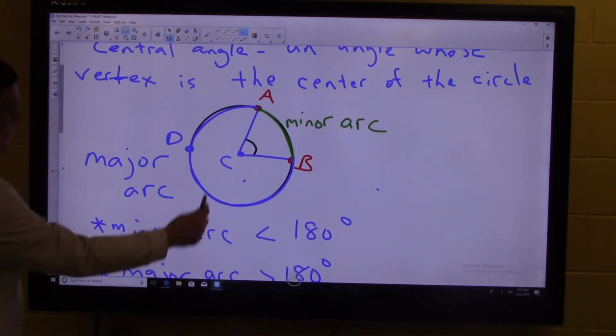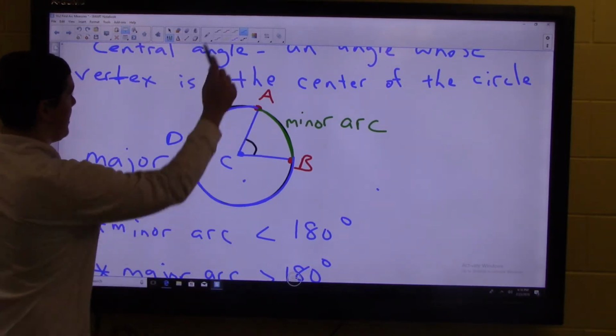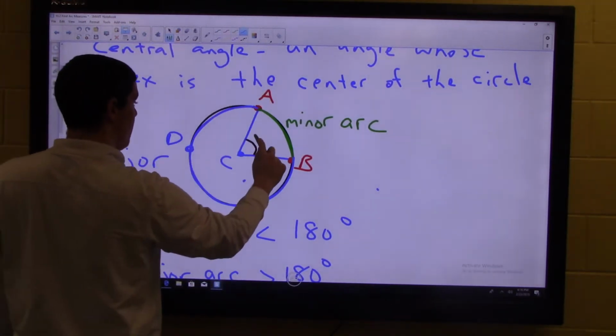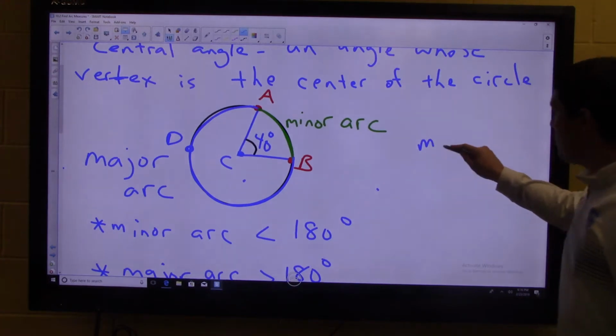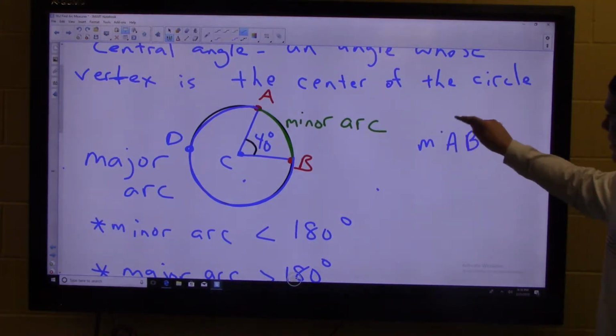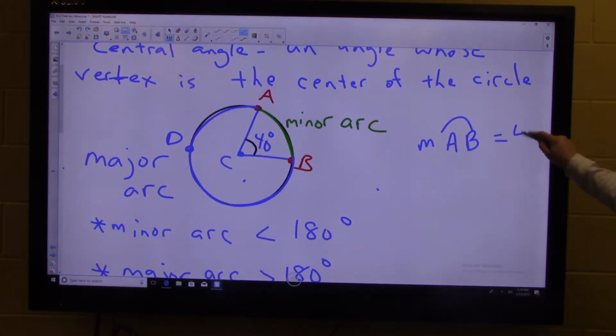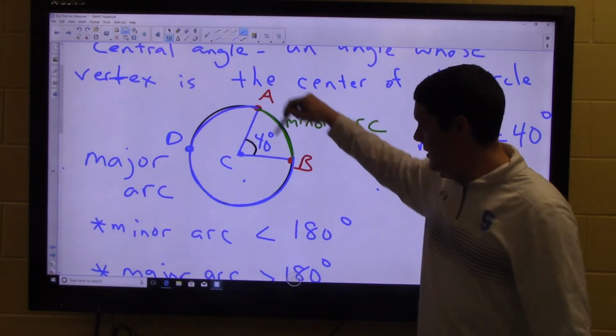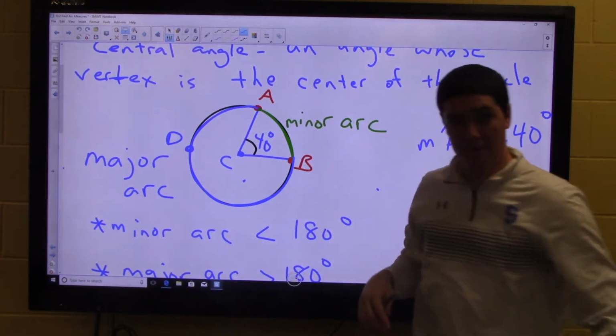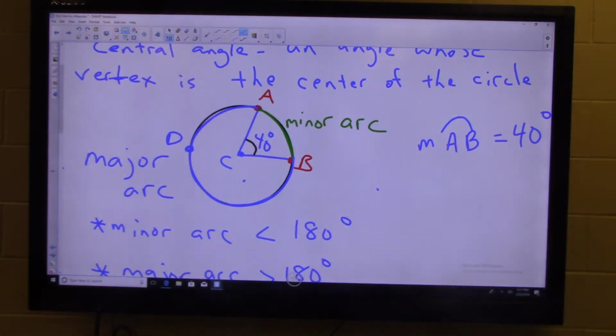Let me give you an example here. I'm just going to make up a number here, guys. What if I said this is 40 degrees? If that central angle is 40 degrees, then the measure of arc AB is going to equal 40 degrees. That's all there is to it. If you've got the measure of the central angle, you have the measure of its intercepted arc. And arc AB is going to be the intercepted arc, the arc on the inside of there. So that is how you figure out the measure of an arc.